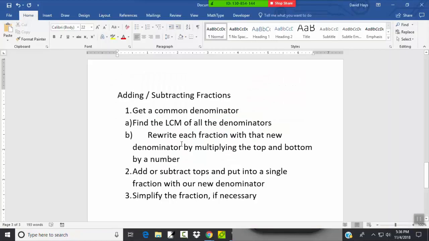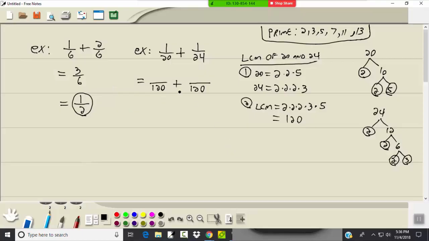Now, we're at the step where we're rewriting each fraction of that new denominator by multiplying top and bottom by a number. You have to think about what did you multiply your old denominator by to get your new one. Well, I multiply 20 by 6, so I have to multiply the top part by 6. The mathematical rule is whatever you multiply by the bottom, you have to multiply by the top. This I multiplied by 5, I think. Yeah, 5. So I multiply the top part by 5. So 1 times 6 is 6. We got 6 over 120 plus 1 times 5 is 5 over 120.